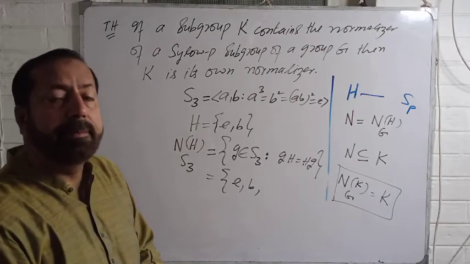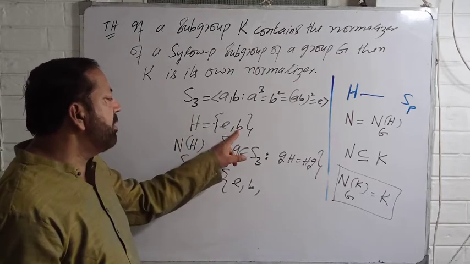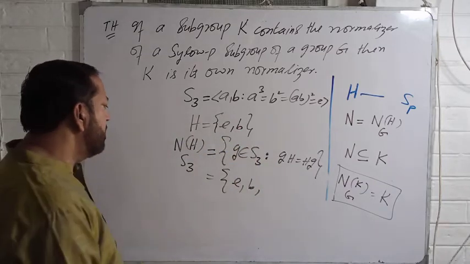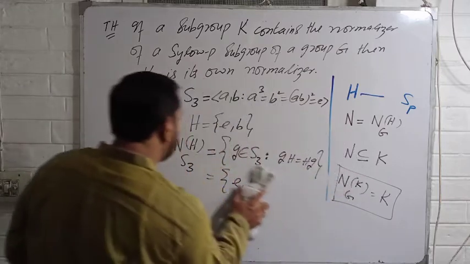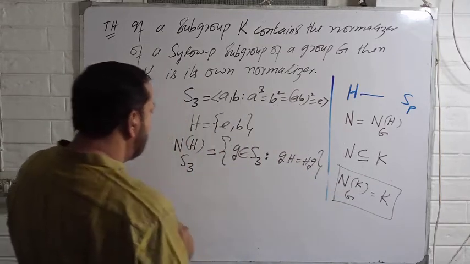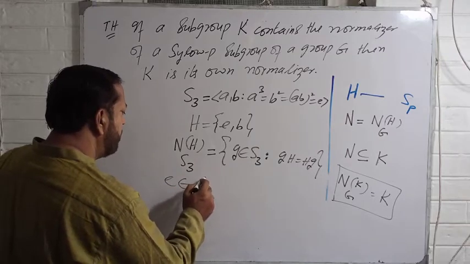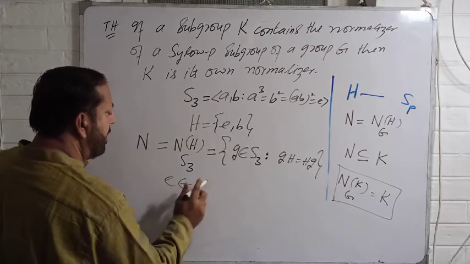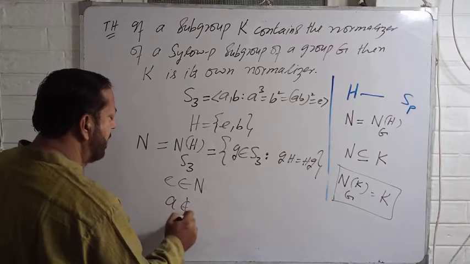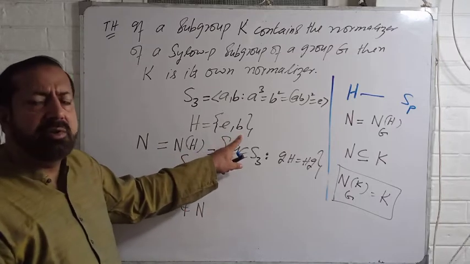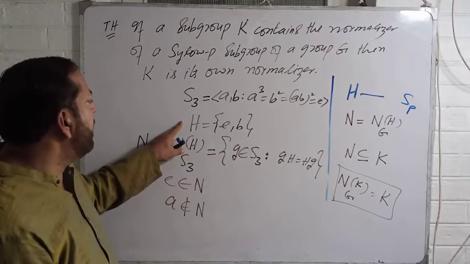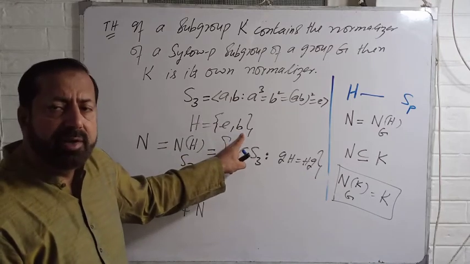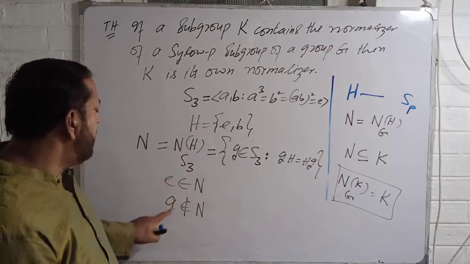So E here, now b is also an element. Look at a. Can you find a? aH is equal to ab and Hb is equal to ba, and you know that in S3 ab is not equal to ba, right? So from here you can check E belongs to N_H(S3). Say this is capital N, so E belongs to N. Now a does not belong to N, you know that ab is not equal to ba in S3. So aH will give you ab and Ha will give you ba, and ab is not equal to ba, that's why a is not an element of N.